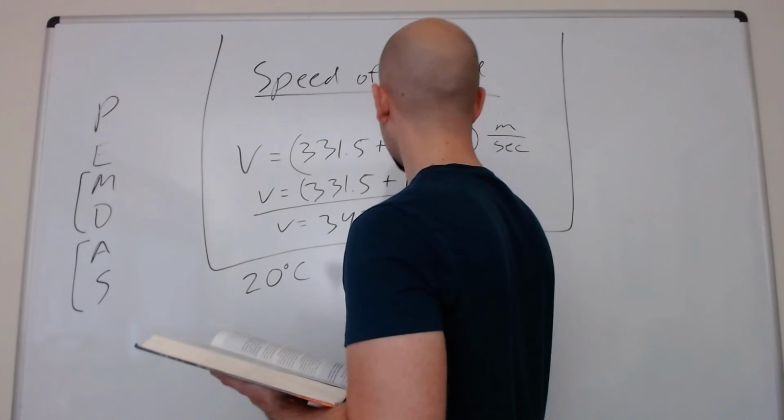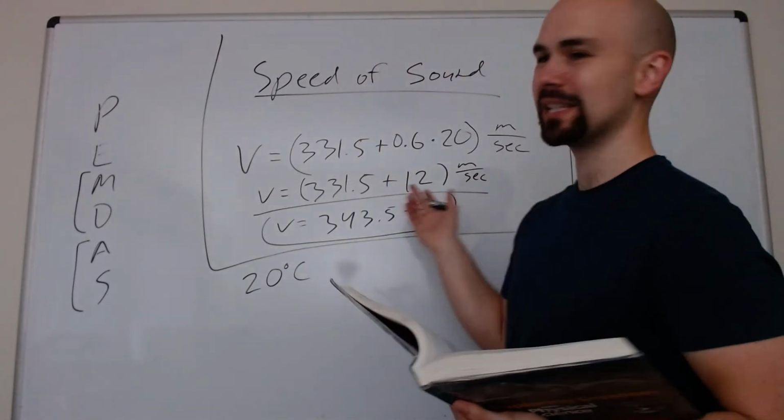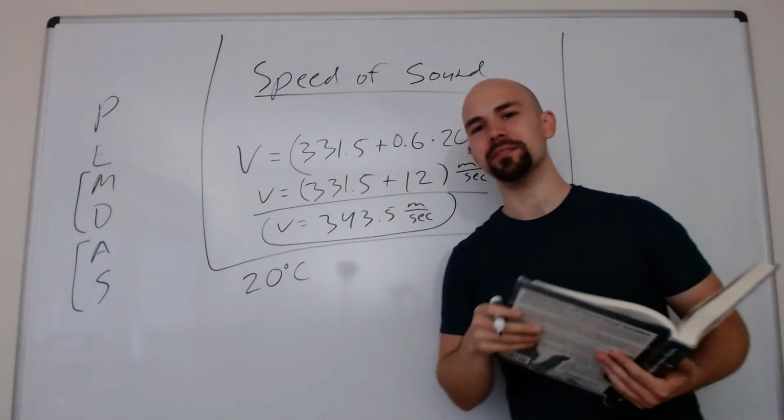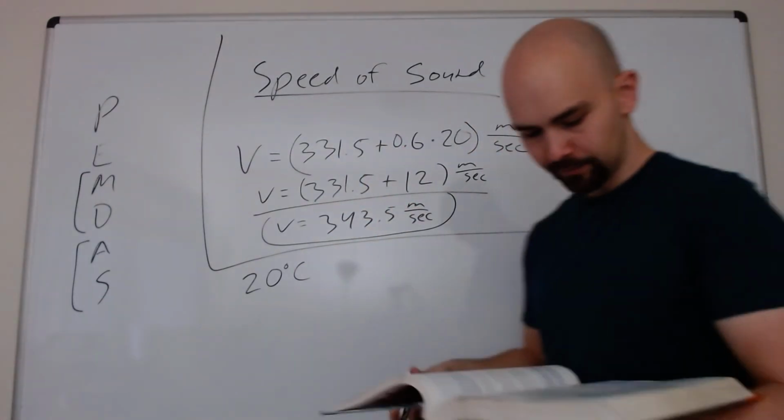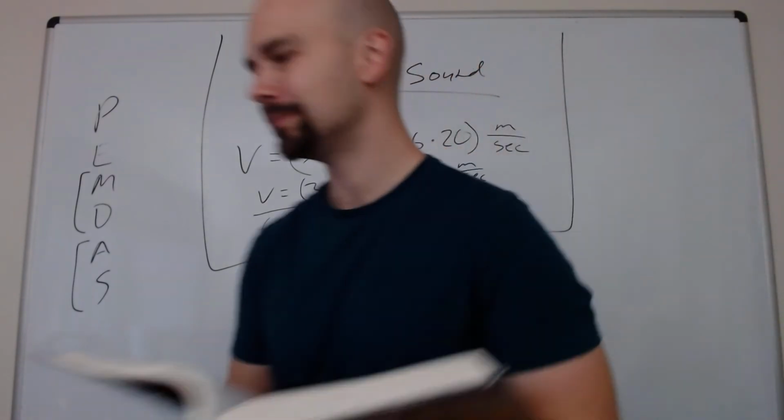And I keep saying velocity. Sorry, I didn't mean that. The V is deceptive. You think velocity, but it means speed. Why? Because there's no directional quantity given. The speed of sound at this temperature is 343.5 meters per second.